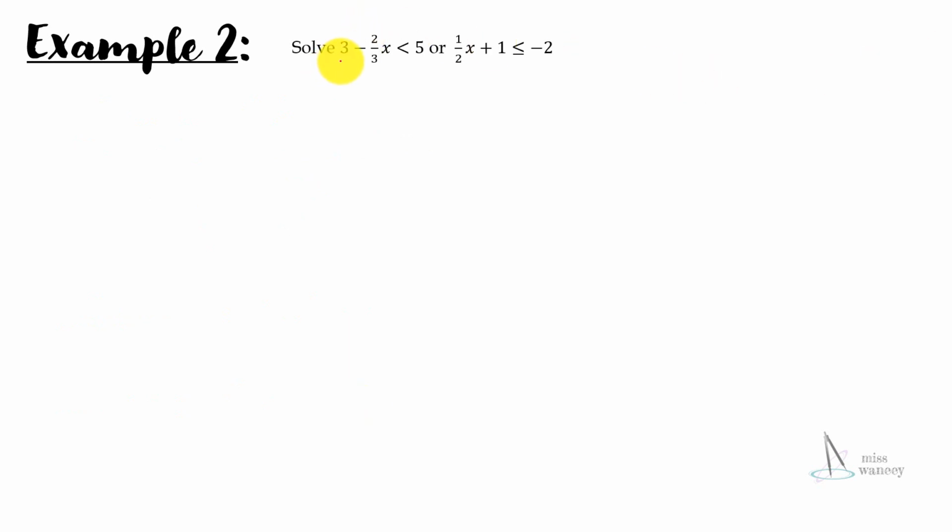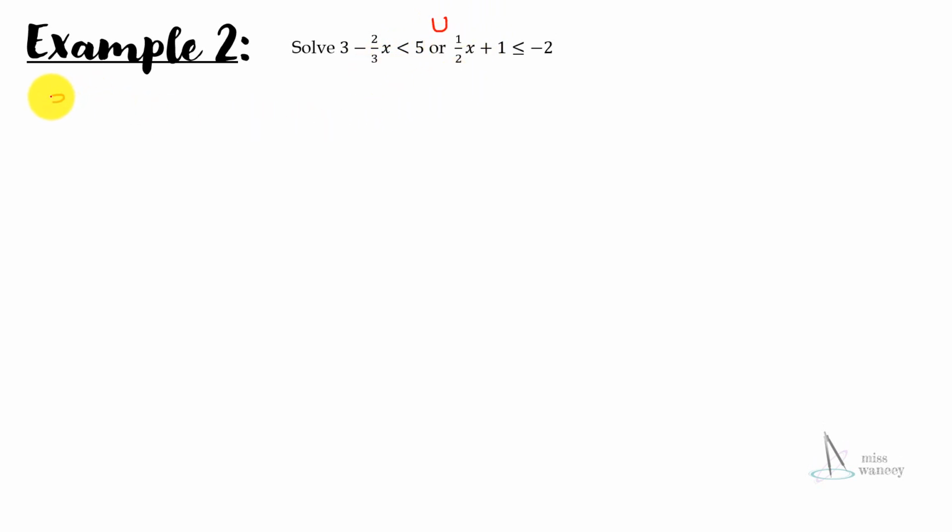Okay, so for example 2, 3 minus 2 over 3x less than 5, or 1 over 2x plus 1 less than or equal to negative 2. Okay, so since we have "or", this one is union. So that means once we know the solution for both of them, we need to unite our answer.